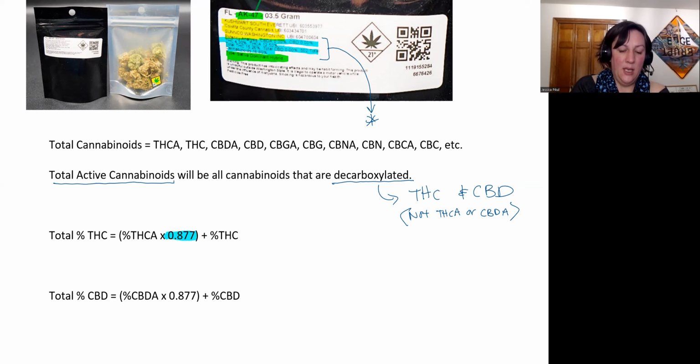right here. And this is correcting for the difference in mass between THCA and THC, which is that CO2, the carbon and two oxygens. It's a 44 grams per mole difference between these two compounds. And so the percentage that we're looking at here is a mass percent.